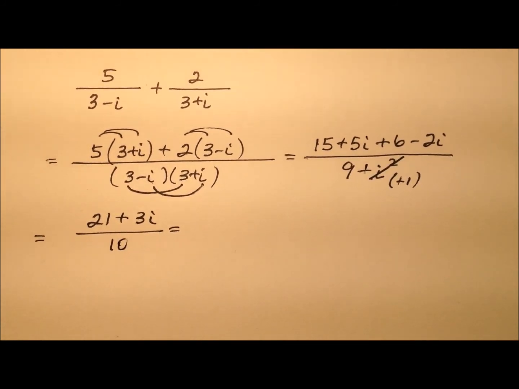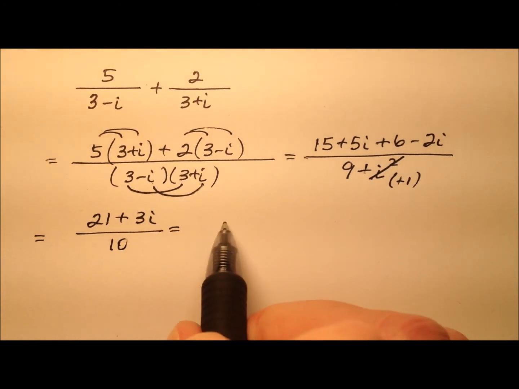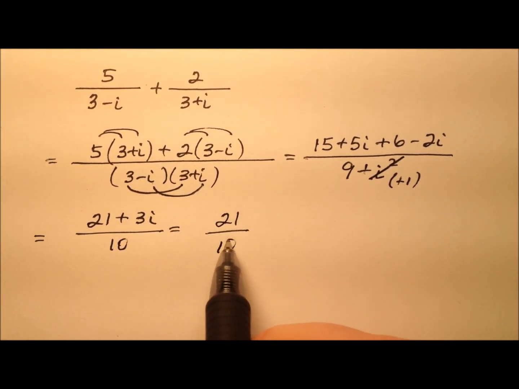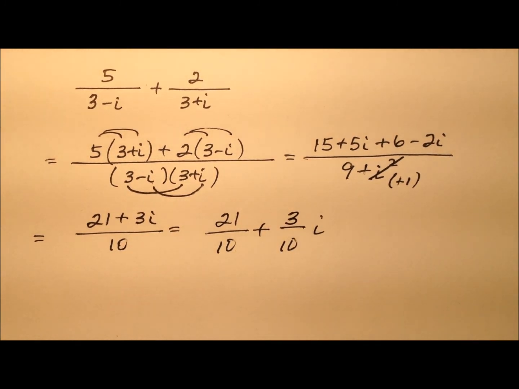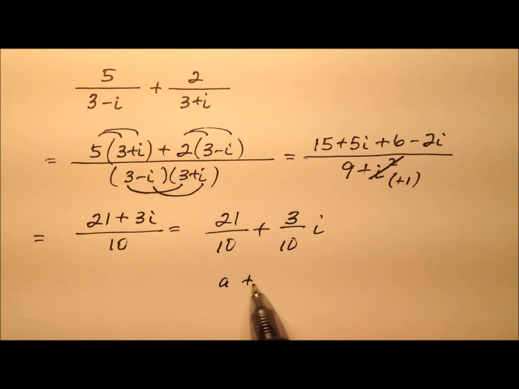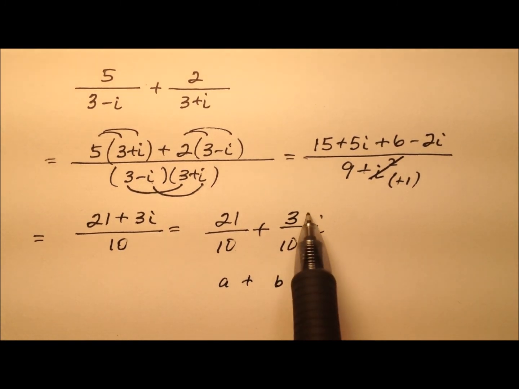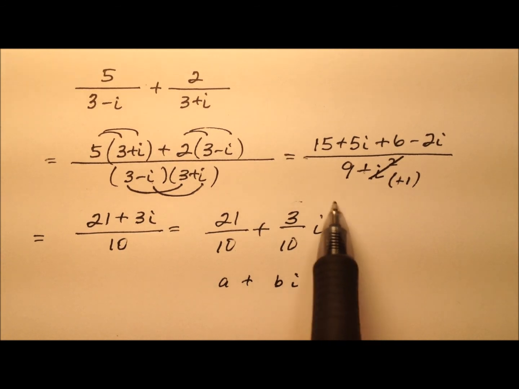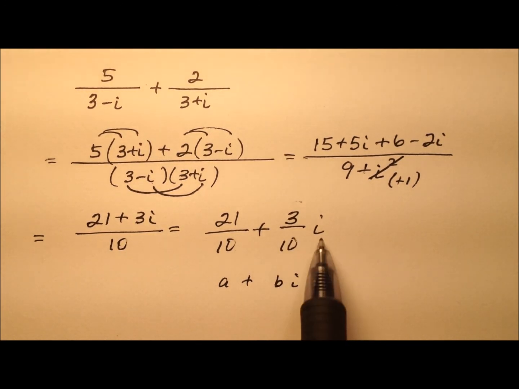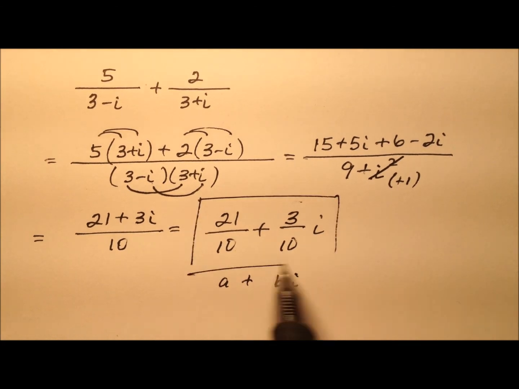But the last thing we need to keep in mind is we have to write our answer in standard form, a plus bi. So we'll have to separate this denominator out. So 21 tenths plus 3 tenths i. And again, we need to ensure that it's a plus bi. So the 3 tenths, which functions as the b for our imaginary part here, needs to be separate from the i. So 21 tenths plus 3 tenths i will be the answer when we add these two fractions.